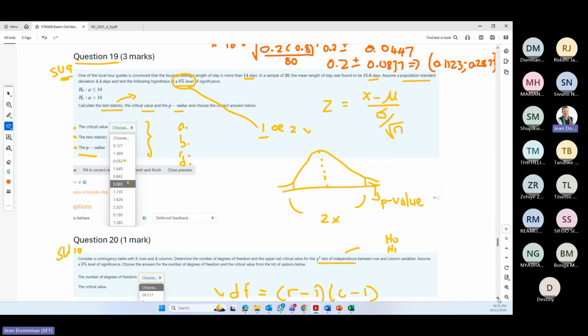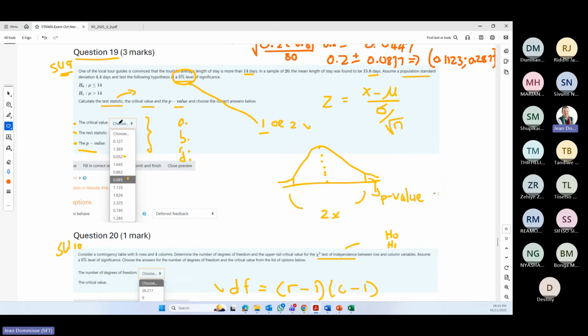Question 19. Okay, so now we go a bit again into study unit 9, hypothesis testing. So they've asked us here a few things that you could have been asked. So let's first look at critical value. So let's look at what one of our local tour guides is convinced that tourist length of stay is 14 days. In a sample of 20, the mean length of stay was found to be 15.6.